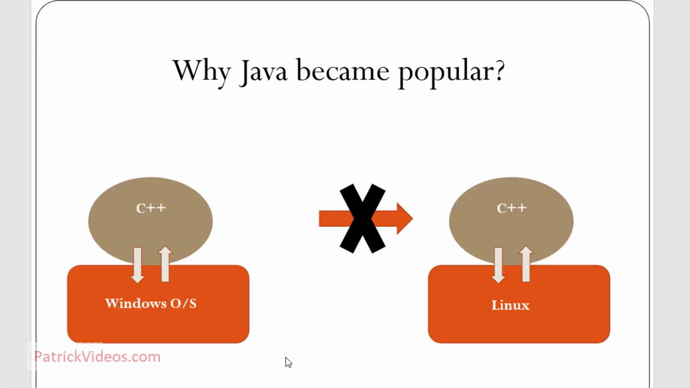First, let us learn why Java became so popular. If you take a language like say C++, when you compile C++, it makes use of the operating system resources to create the compiled code.